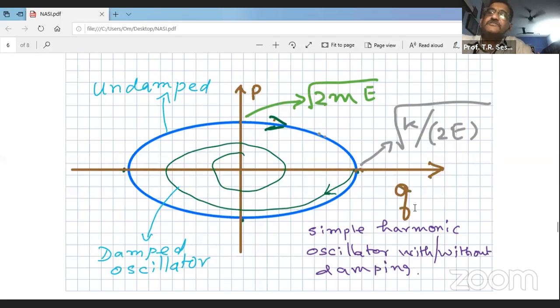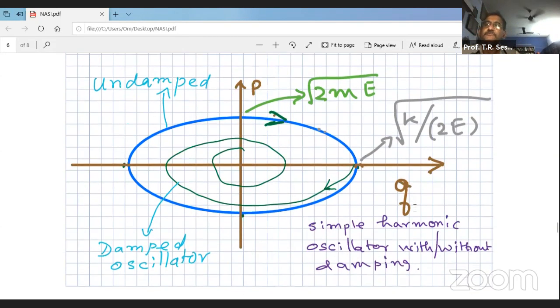Okay, any questions here? Momentum becomes 0. Okay, fine. Yeah, okay, so there is nothing. So now, can we go further down?